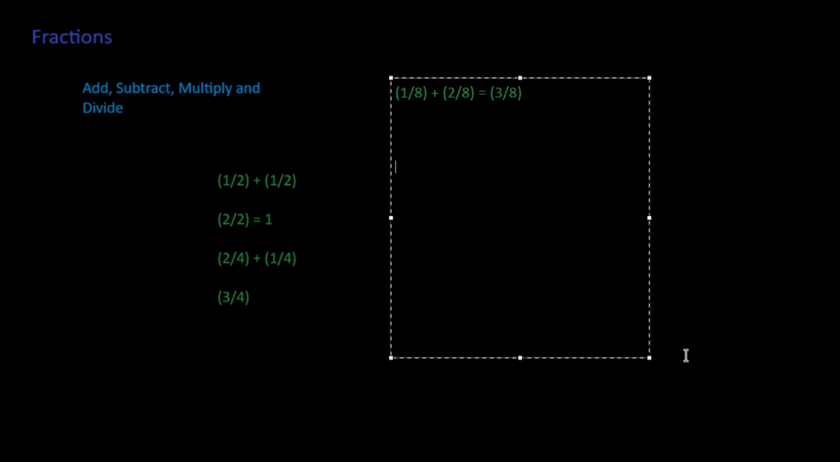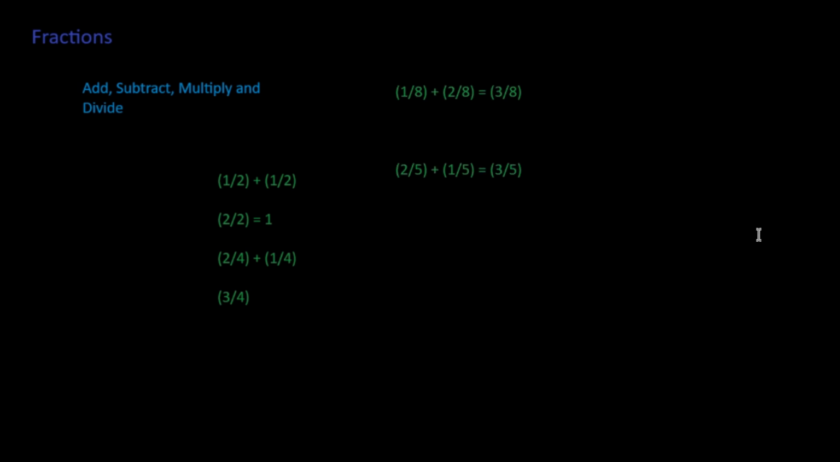And let's try another example. Let's say we have 2/5 plus 1/5. Well, our answer will be equal to 3/5. So fairly simple. What we're doing with adding fractions is we are keeping the denominators the same if they are like denominators, and then we're just adding the numerators, so it's not too difficult.